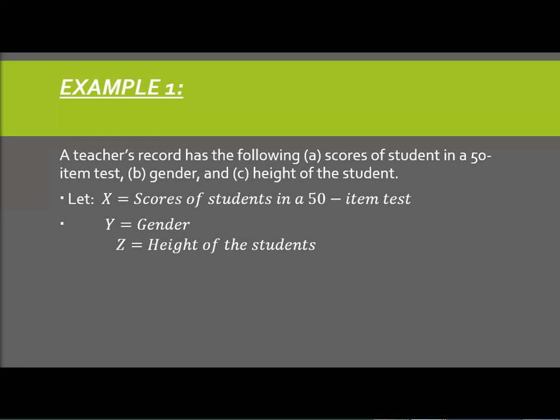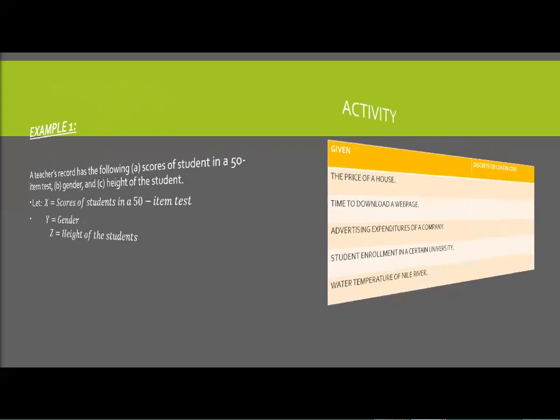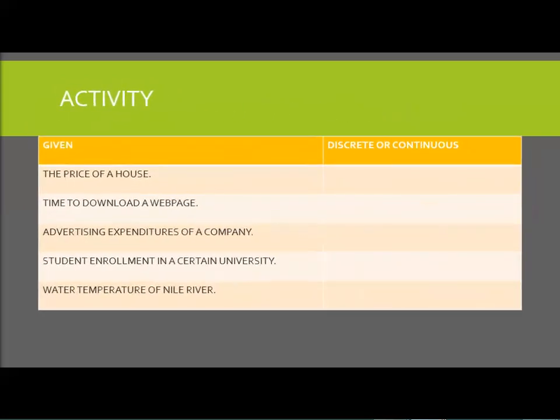Now for the set Z, height of the students, I hope you remember the presentation kanina, the slide kanina. I have shown you the height. This one is an example of a continuous random variable. All right. So on the next slides, I have here activities that you can try. And then, yeah, these are the activities that you can try.